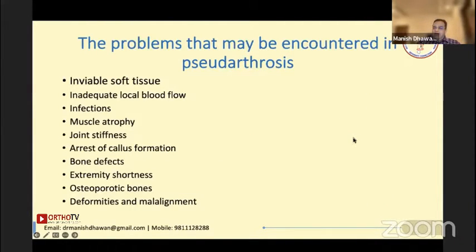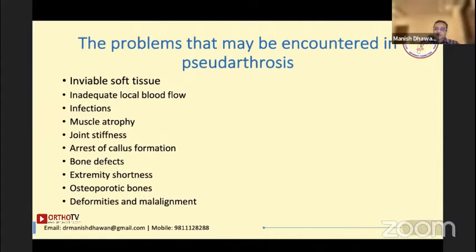Dr. Bari has shown this slide and explained everything. But I want to make a point that it is not only the bone which is important. It is the soft tissue also, which has to be given due consideration. So: unviable soft tissue, bad skin, and tissue between the bone ends, inadequate local blood flow, infections, and, as Dr. Bari has already talked about, muscle atrophy. Muscle is very important, so you have to give due diligence to every part.